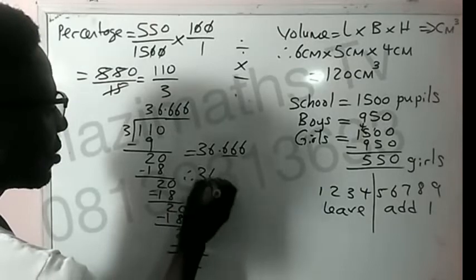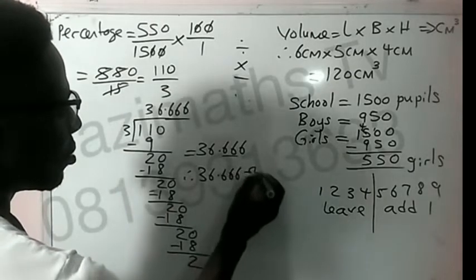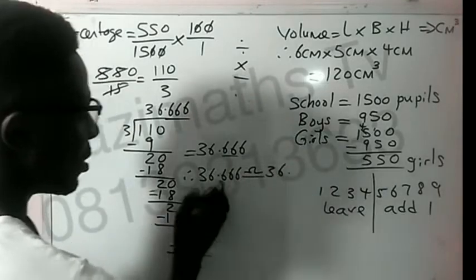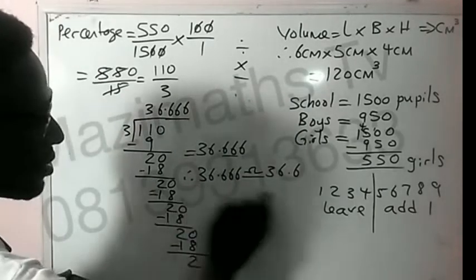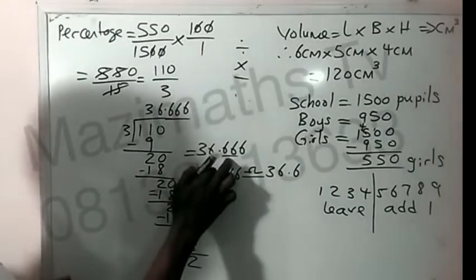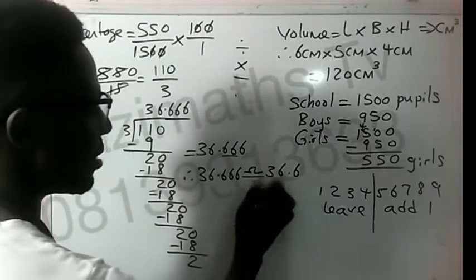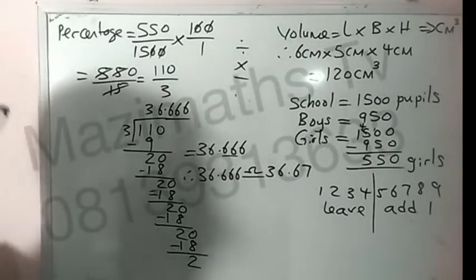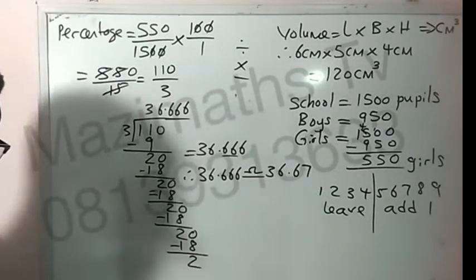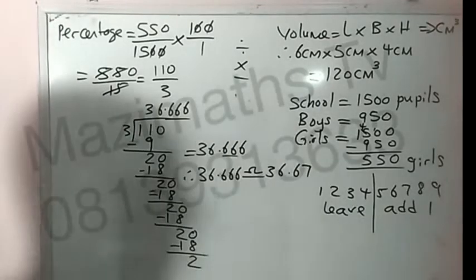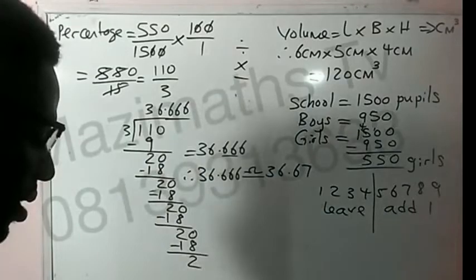So 36.666 corrected to 2 decimal places is 36.66, and since this last 6 falls in the upper group, you add 1 to the decimal digits here. So our answer is 36.67. That's our answer to that one. If you are confused, all you need to do is pause the video, go through it again, and then I bet you will understand it.